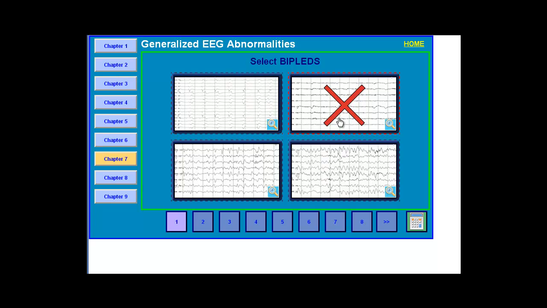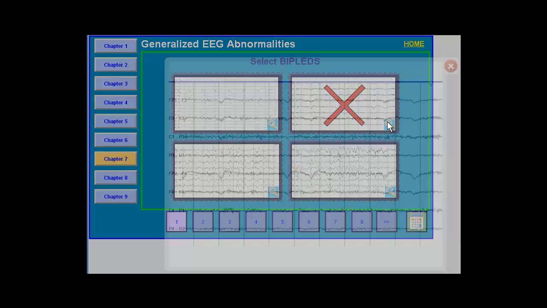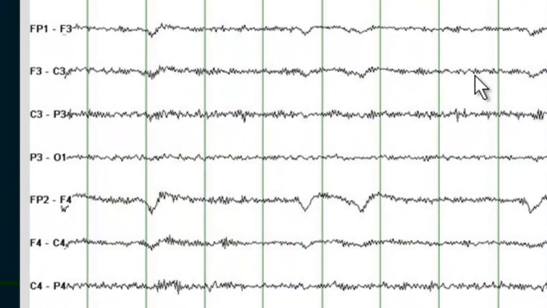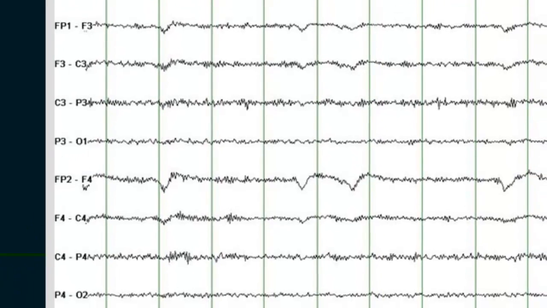So let's look at the different options and let's start here. The question was select BIPLEDs. You do not see periodic lateralized epileptiform discharges here. Odd numbers record electrical activity from the left side, even numbers from the right side. So you do not see any epileptiform discharges.